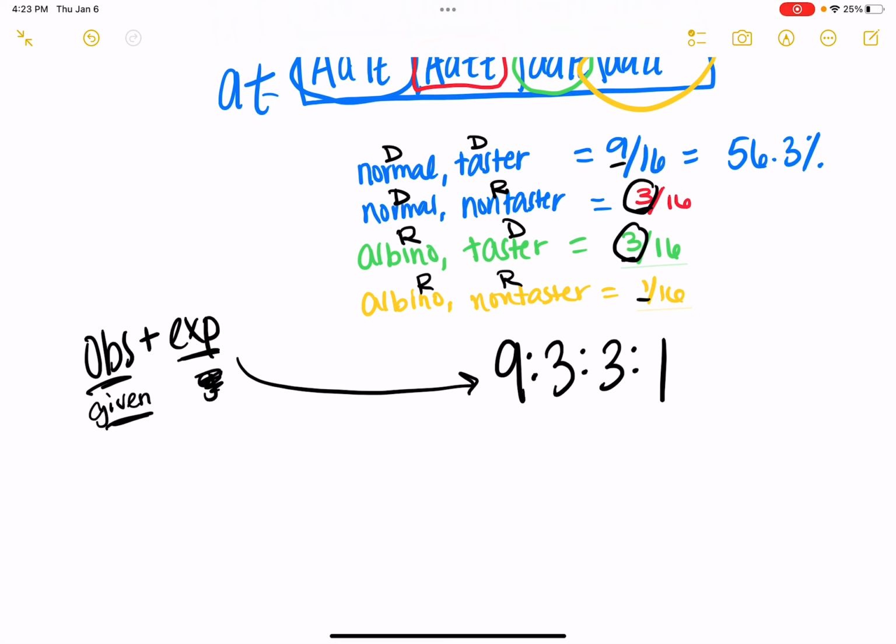You would multiply 800 times 56.3% and see how many of them should have that trait. You would multiply 800 times 3 out of 16 since there's 800 offspring and see how many should have that trait, and so on and so forth. And then you could use those as your expected values and do observed minus expected squared over expected, sum those up to get your chi-square and compare to the critical value, okay?